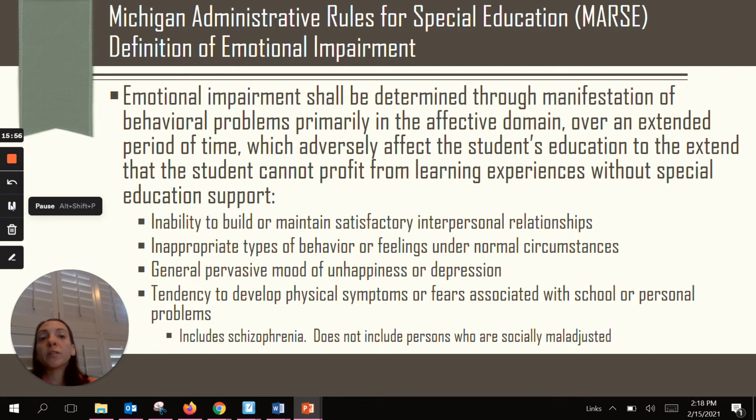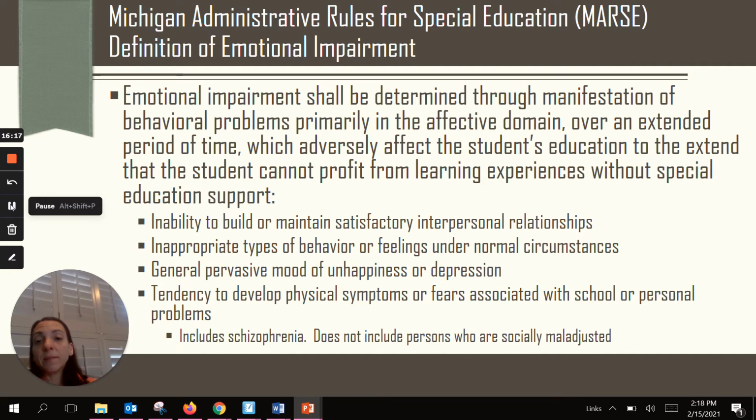Emotional impairment shall be determined through manifestation of behavioral problems, primarily in the affective domain, over an extended period of time, which adversely affects the student's education to the extent that the student cannot profit from learning experiences without special education support. There's an inability to build or maintain satisfactory interpersonal relationships.